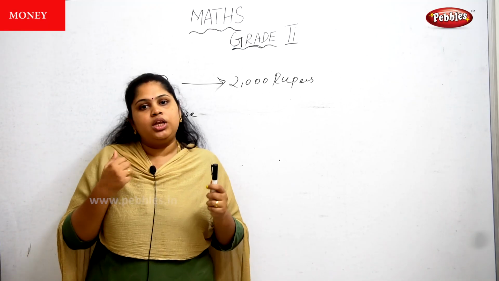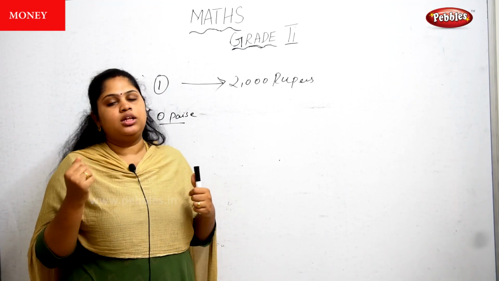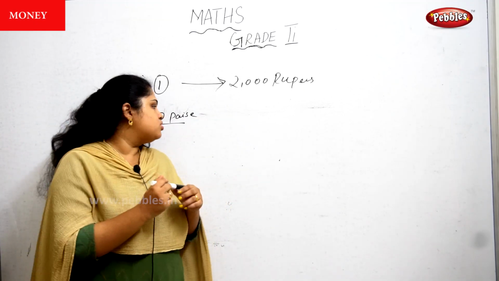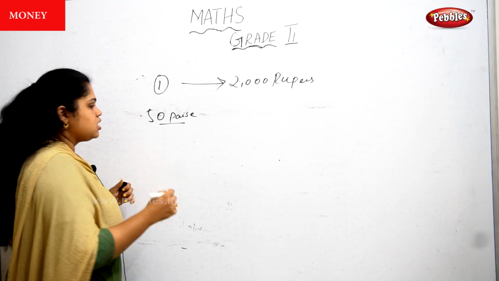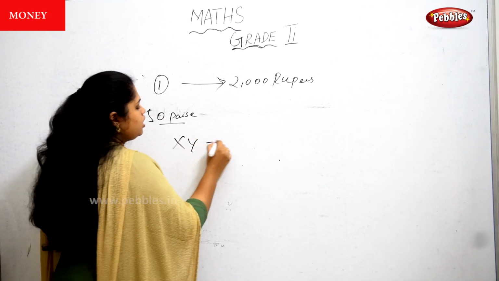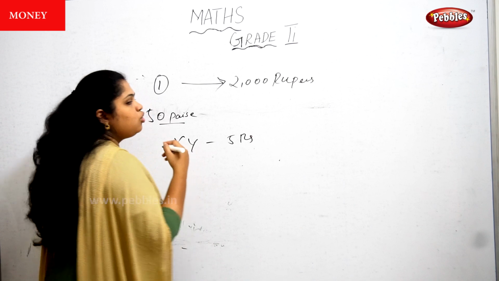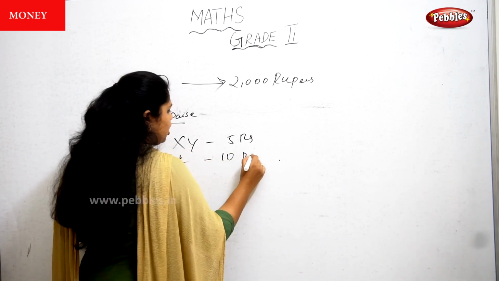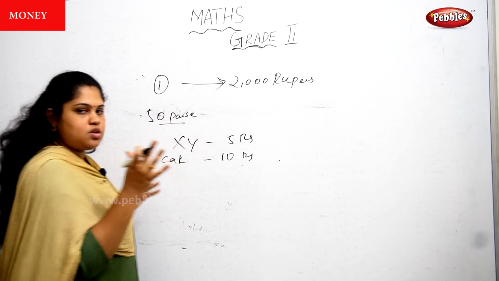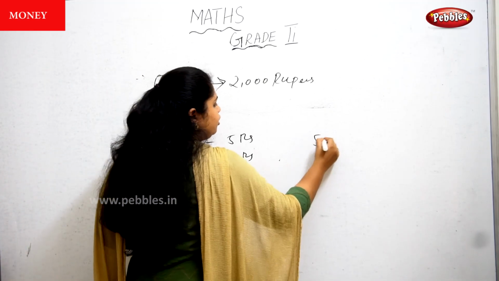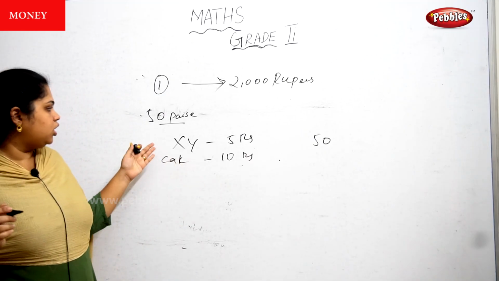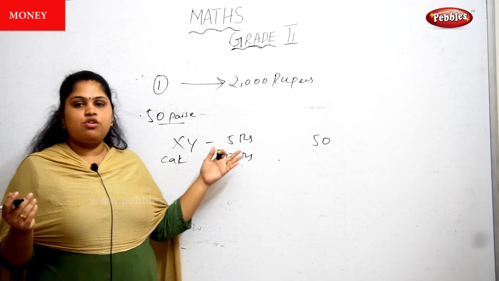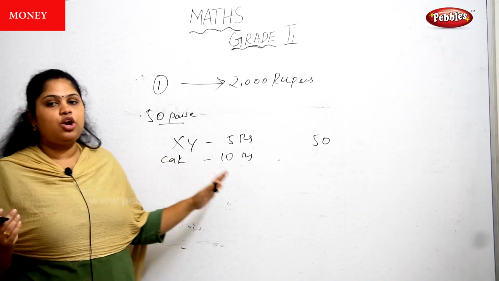Why do we need to know how to calculate money? For example, you are going to a grocery shop, isn't it? At the grocery shop, you are buying some chocolates. For example, the XY chocolate is 5 rupees, okay, and you are buying some cake for 10 rupees. You have 50 rupees. What are the things you have bought at the grocery shop? XY chocolate for 5 rupees and a cake for 10 rupees.